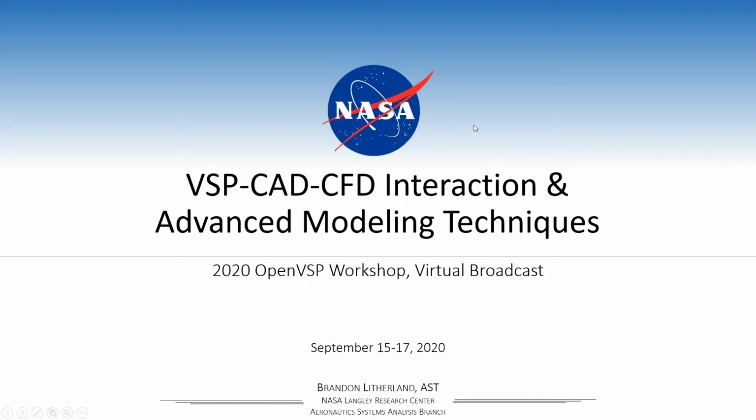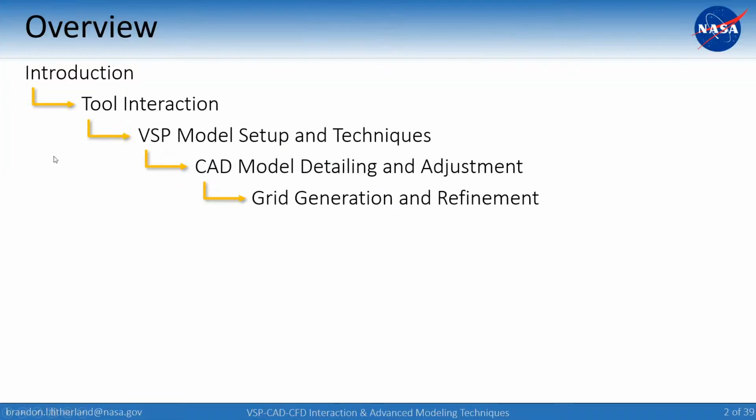And if you don't happen to have access to one of these tools, say a nice CAD package, there are things that you can do in VSP to approximate some of the features that you can get out of a CAD system. So we're going to work with some introduction, move into tool interaction and VSP model setup and techniques, and then how to get into some CAD model detailing and adjustment, and then grid generation and refinement.